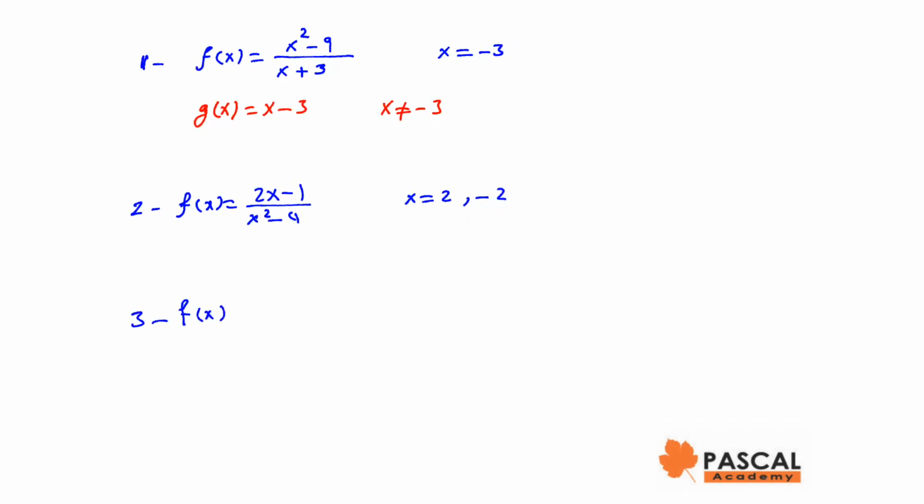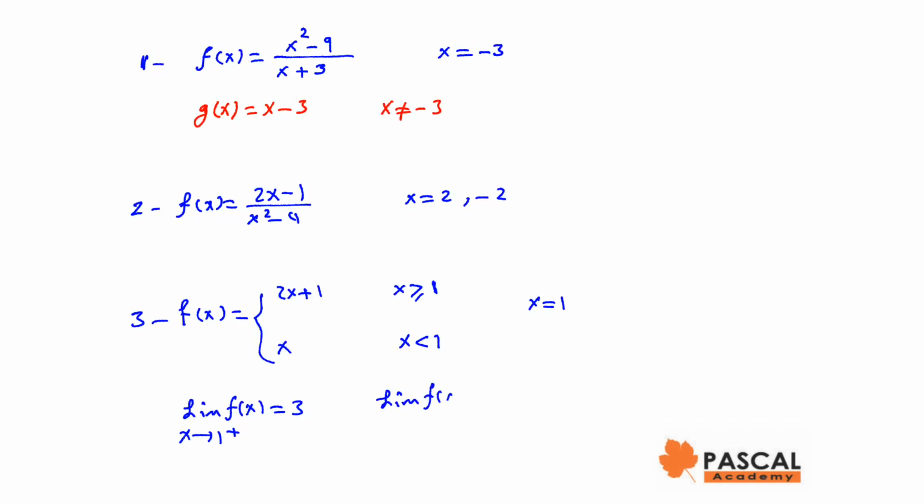Example 3: f of x equals 2x plus 1 when x is greater than or equal to 1, and f of x equals 1 when x is less than 1. This function is discontinuous at x equals 1. The right side limit of f of x as x approaches 1 is 3, and the left side limit of f of x as x approaches 1 is 1. Since the limit of the function at x equals 1 does not exist, the function is discontinuous.